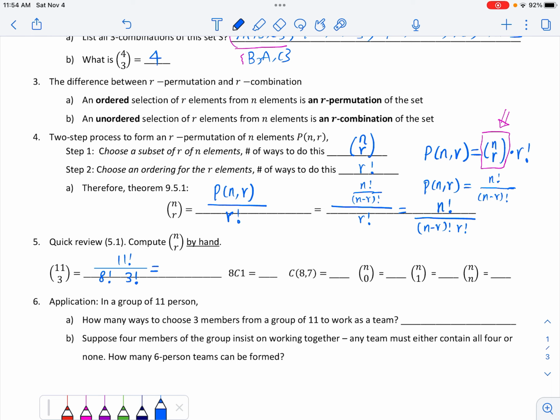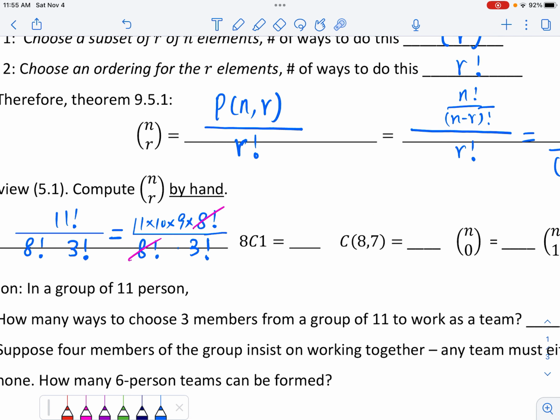And this is equal to, and oftentimes I do not compute 11 factorial, I try to cancel, which means 11 times 10 times 9 times 8 factorial, divided by 8 factorial times 3 factorial. And then 8 factorial can be gone. And 3 factorial is equal to 6. And then after the algebra, you can do 990 divided by 6, which is 165.